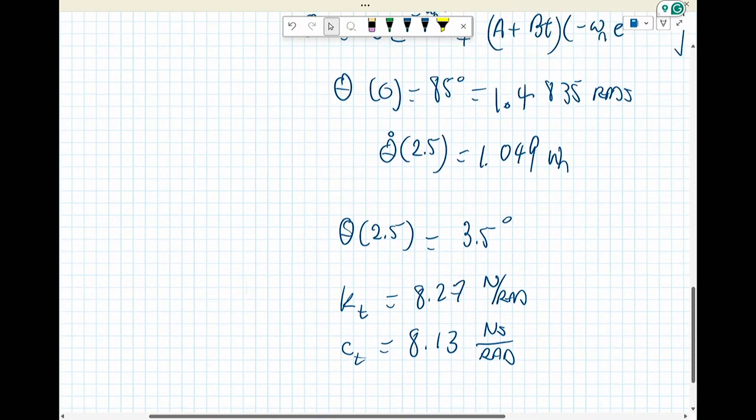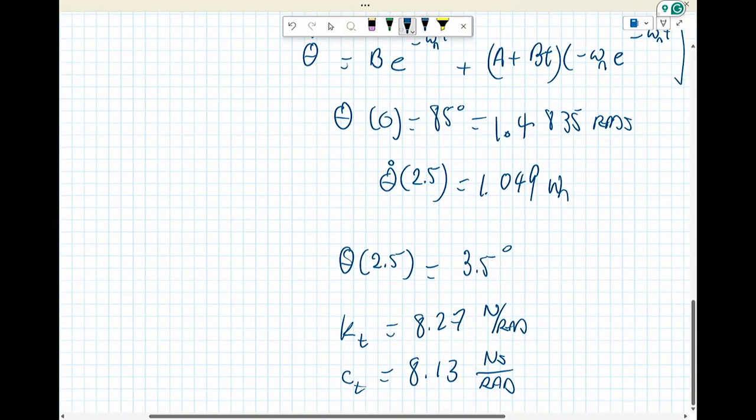And all of this is coming from this. Take the derivatives, calculate all the terms, you have everything you need. You can solve for theta at 0, you know what that has to equal. Theta at 0 is going to be B plus A times B minus omega n, which gives you 85 degrees or 1.4835 rads. Theta at 2.5 is going to be another value. You also have theta dot at 2.5 seconds is 1.4049 omega n.